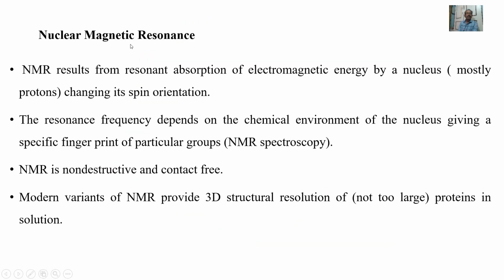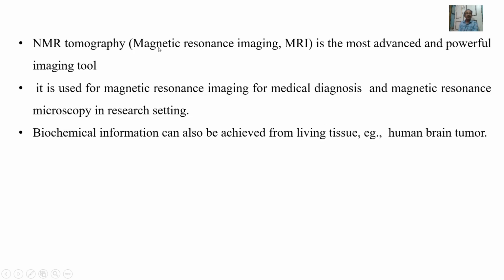Nuclear magnetic resonance in detail. NMR results from resonant absorption of electromagnetic energy by a nucleus, mostly protons, changing its spin orientation. The resonance frequency depends on the chemical environment of the nucleus, giving a specific fingerprint of a particular group. NMR is non-destructive and contact-free. Modern variants of NMR provide 3D structural resolution of proteins in solution. NMR tomography is the most advanced and powerful imaging tool.